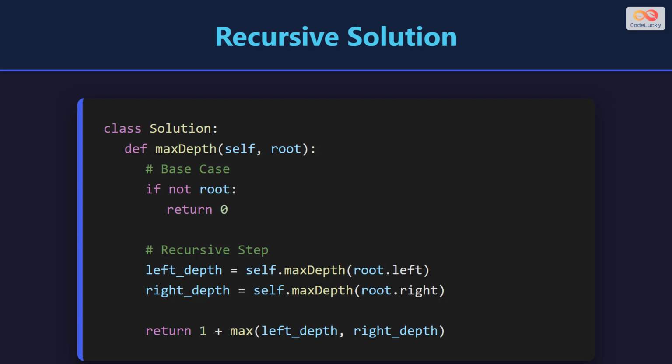Let's look at the code implementation in Python. We define a function taking the root. First, we check our base case. If the root is none, return 0. Otherwise, we recursively call the function for the left child and the right child. Finally, we return 1 plus the maximum of those two results.